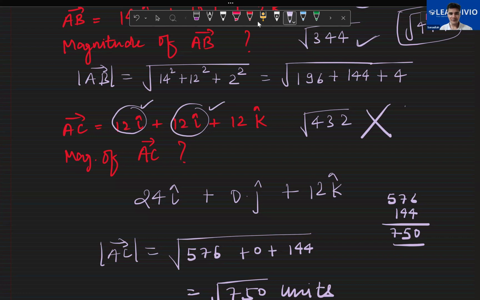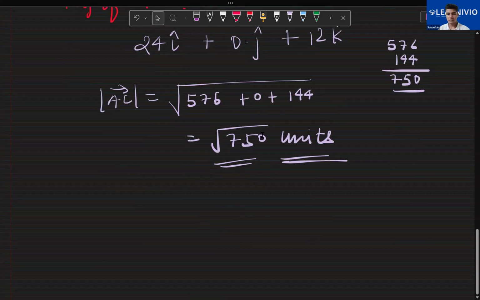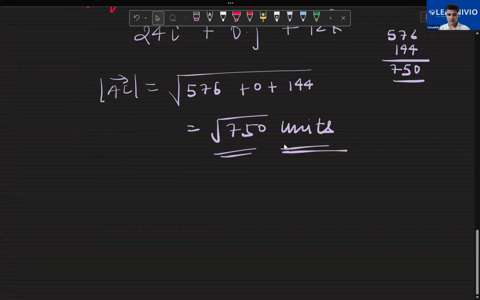But you have to see this also. This was the I cap. This is not a J cap. So you should add these like terms, and for that you have to at least check. So this is not a J cap, this is I cap. You have to add these things, and this is 24 I cap, 0 J cap, and 12 K cap. And this will give you the magnitude of your AC vector.